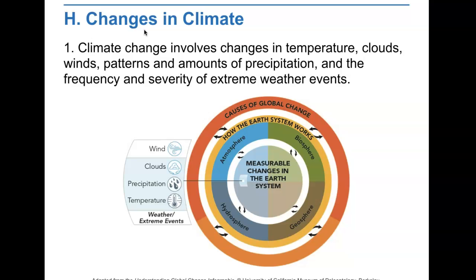Earth's average temperature has increased and decreased over periods ranging from tens of thousands to millions of years. Those changes in global temperatures affect both the structure and the function of the global climate system. Recall that climate involves a lot more than just temperature. It also includes winds, precipitation, clouds, and extreme weather events. Climate change therefore involves more than global warming and cooling. Climate change involves changes in temperature, clouds, wind patterns, the amount of precipitation, and the frequency of severe and extreme weather events.